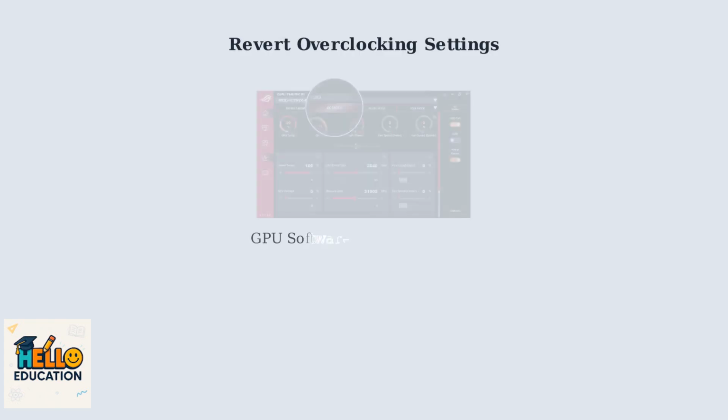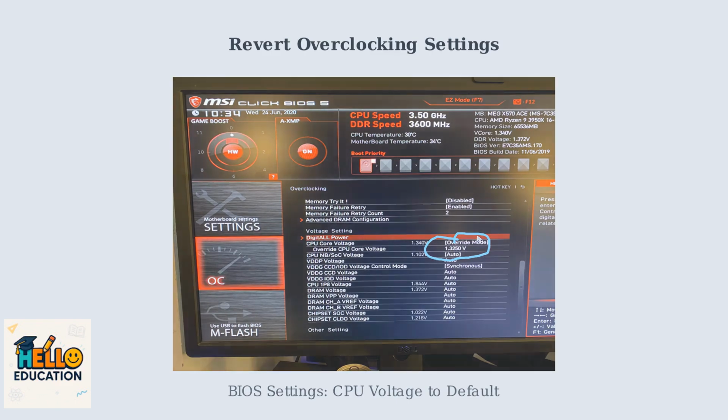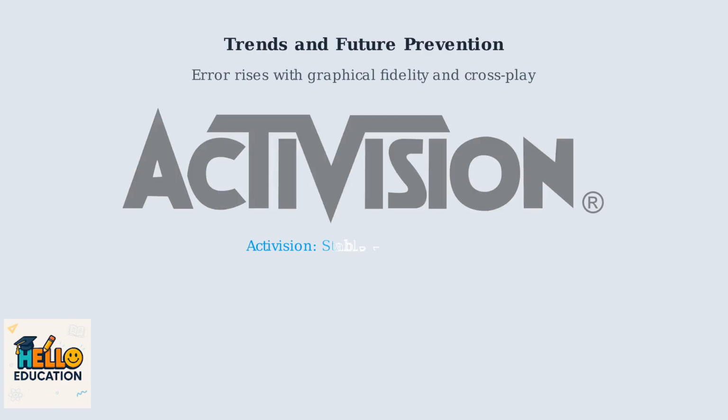If you're overclocking your GPU or CPU, revert to default settings. Overclocking can cause instability, leading to crashes. Trends show this error increases with higher graphical fidelity and crossplay features. Activision is developing a more stable engine for future titles like BO7.